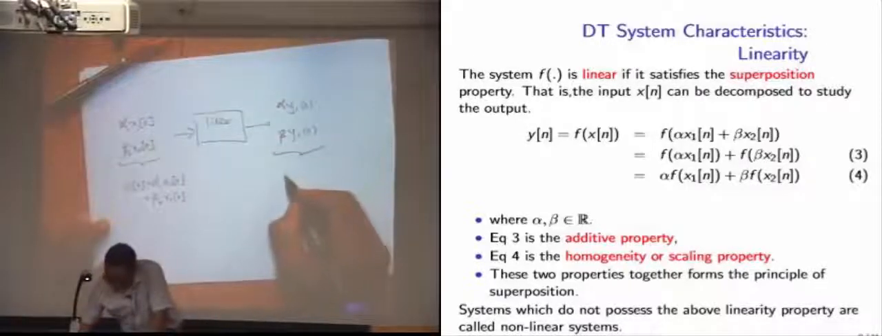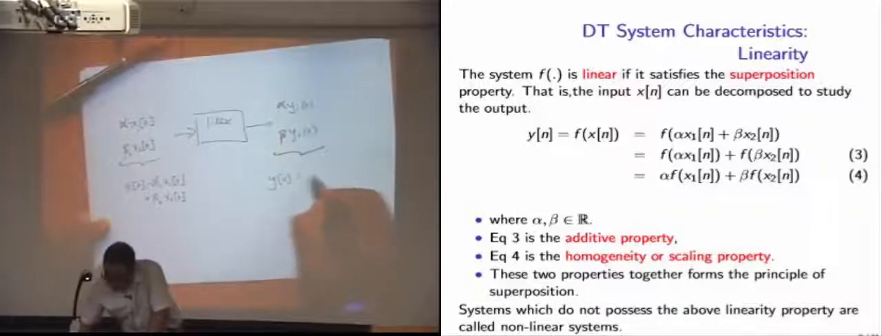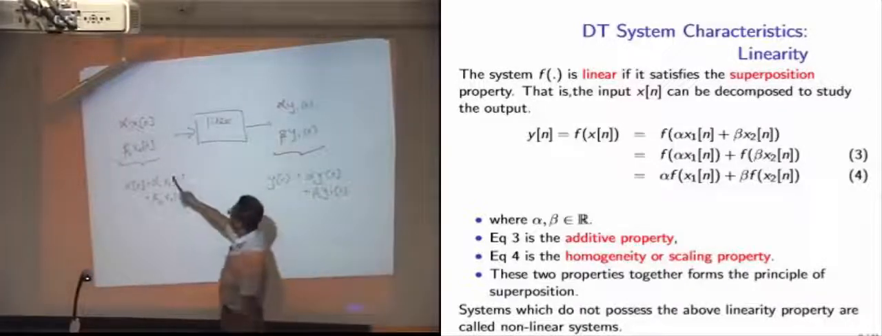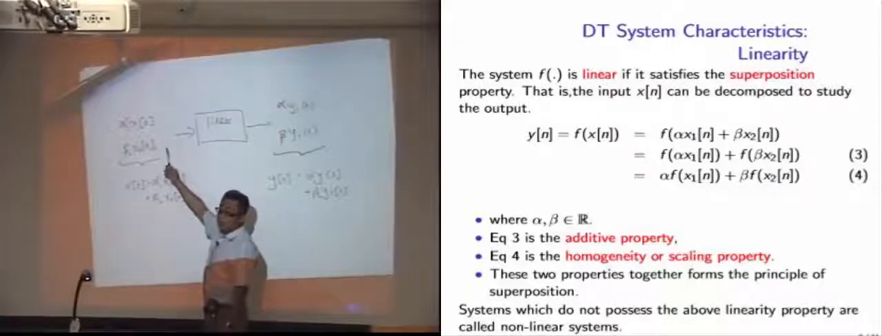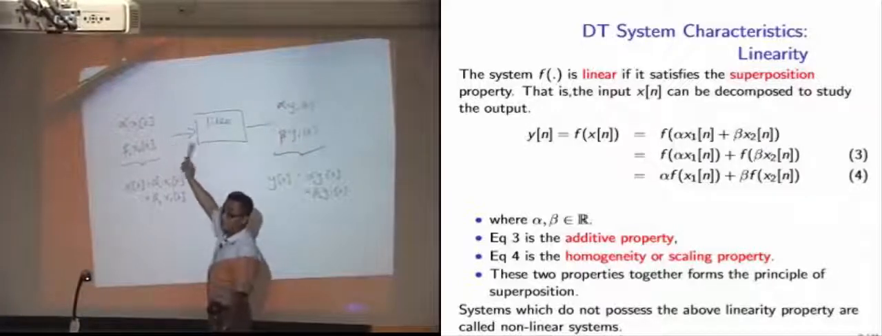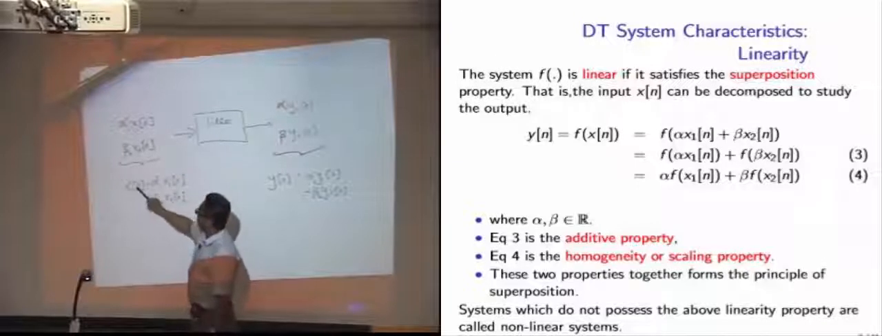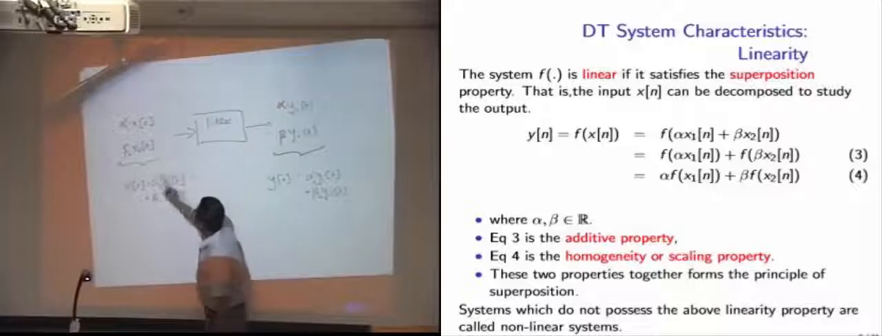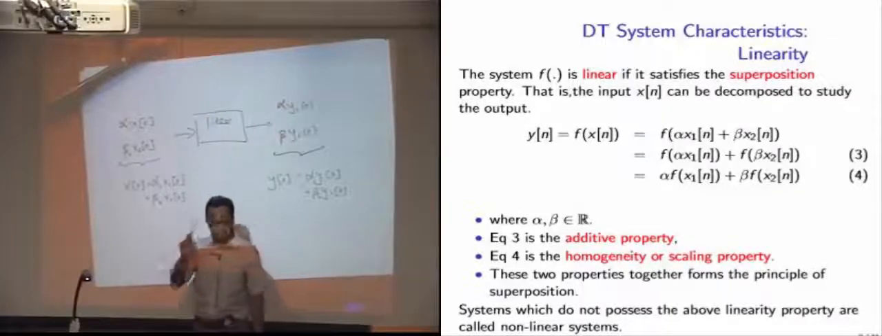Now, what's so magical about this property? When the system is linear, the most important observation is that I can break my signal from a very complicated signal into different small parts, and actually study how the system responds to individual small parts. That's the most critical part.